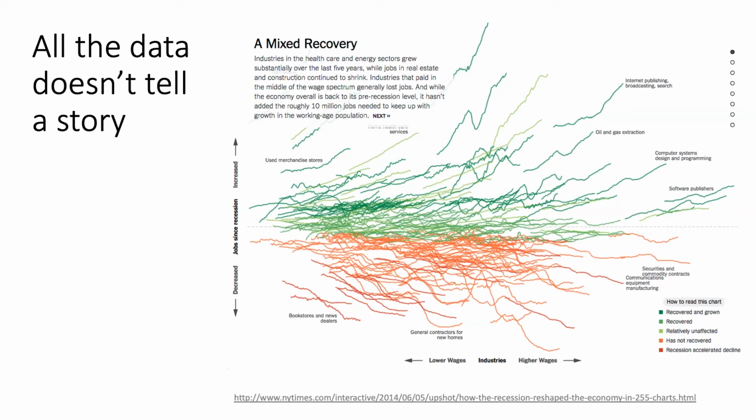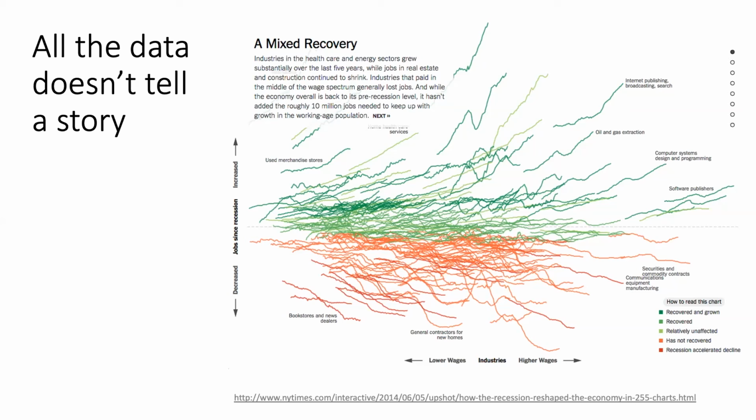Okay, so the axes are actually jobs since the 2008 recession, either increased or decreased, and along X is different industries, either higher wage or lower wage industries. So this is a big mess. You can't really tell stories with it. So what they did is they realized we can't tell all of our stories with one figure. And this is something I want you to remember too, that you probably have a lot of messages you want to get across. You're not necessarily going to be able to do it all in one figure.